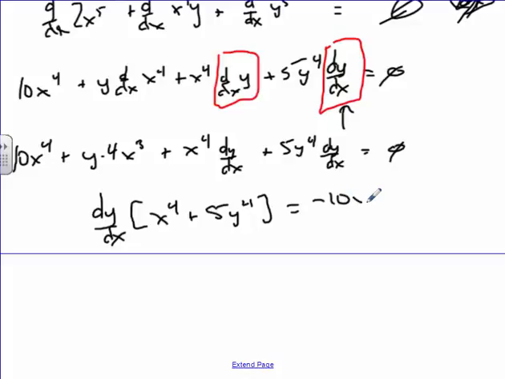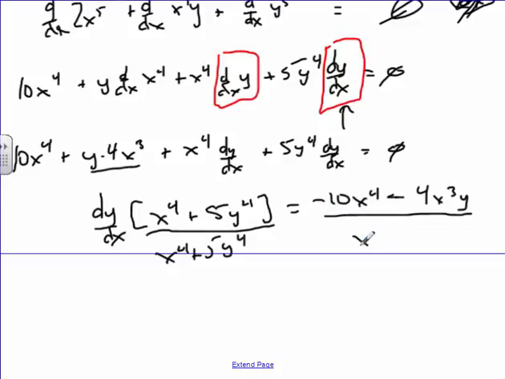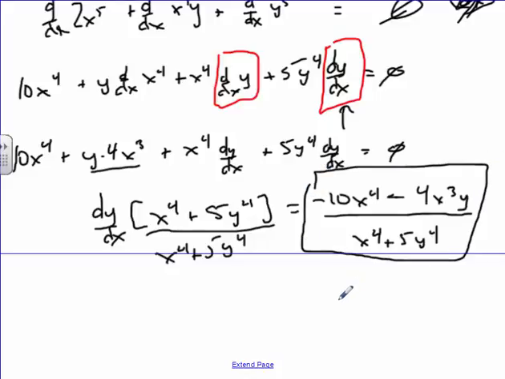So I'm going to need a negative 10x to the 4 on the other side, and I'm going to need a minus 4x to the 3y. I'm just going to rearrange this term slightly. And then lastly, I divide both sides of my equation by the factored component to give me a derivative of this. That is my y prime. If now I want to write it as y prime, that's probably fine.